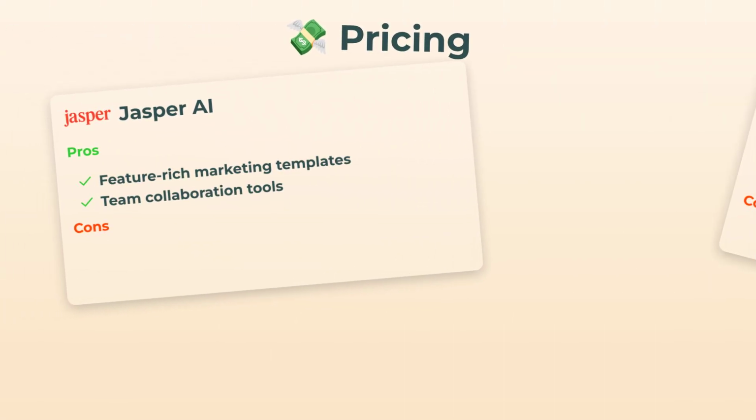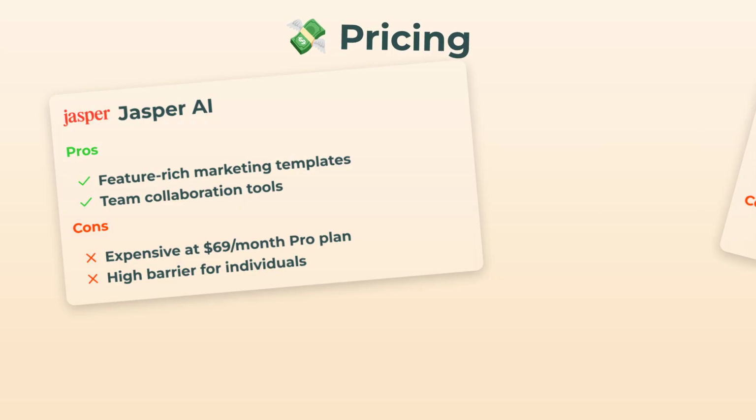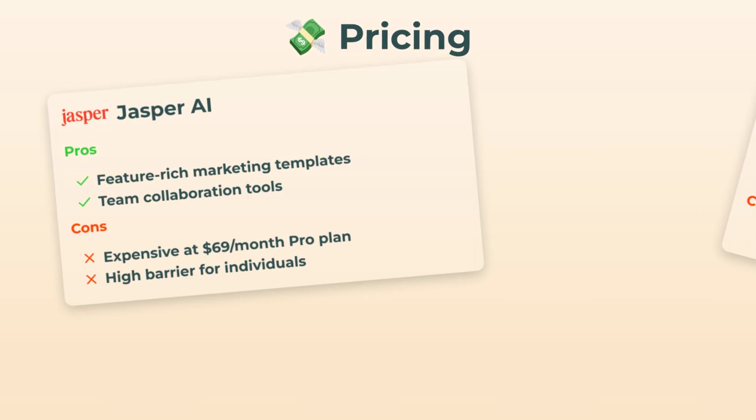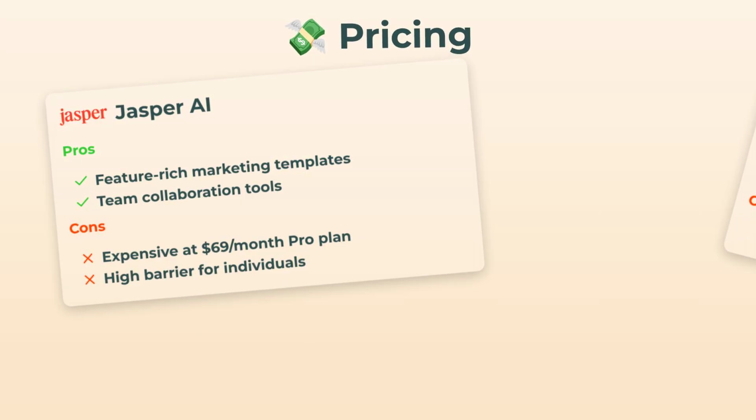Jasper AI has all these fancy features, like tons of marketing templates, and you can get your whole team in on the action, which, awesome. But man, $69 a month for their pro plan? That is not exactly friendly for your wallet, especially if you're just flying solo.